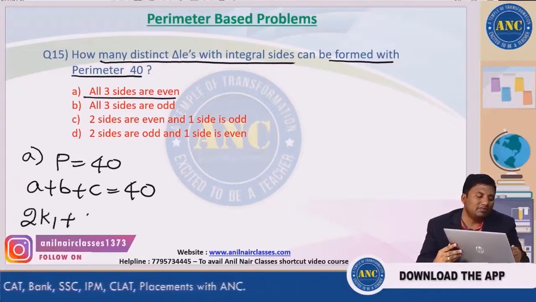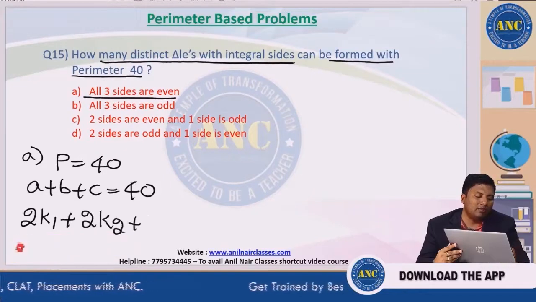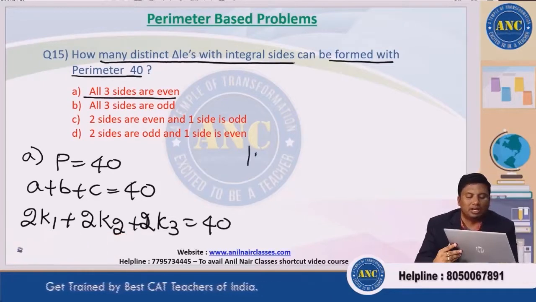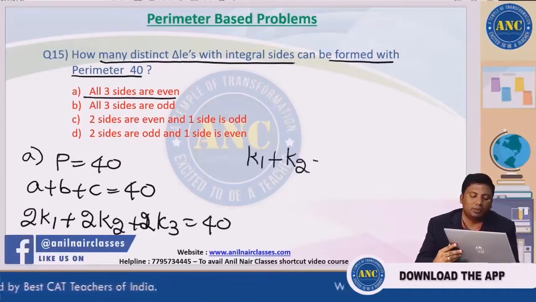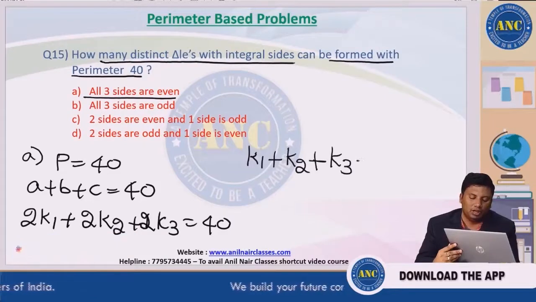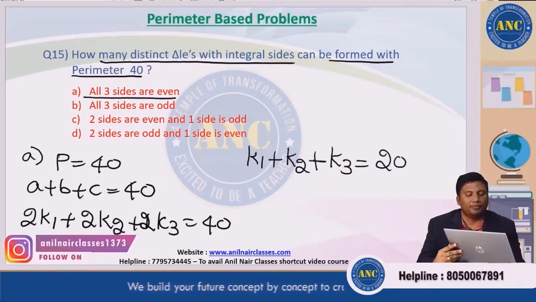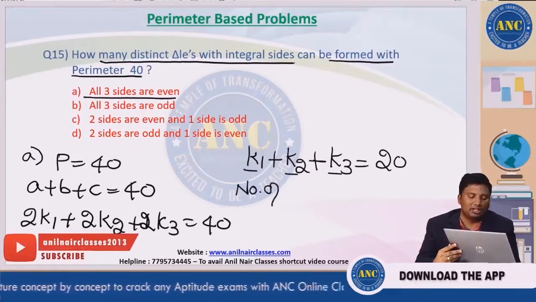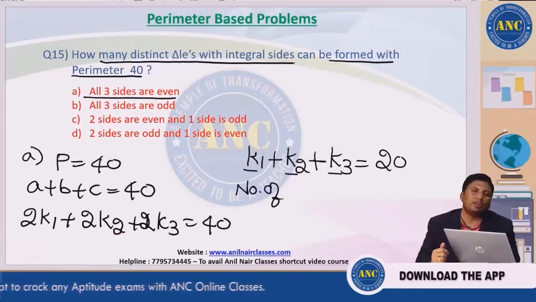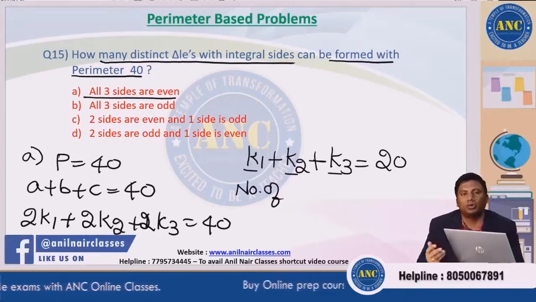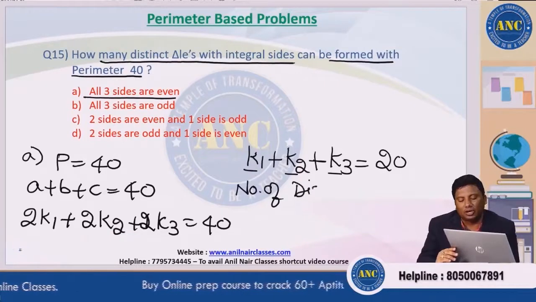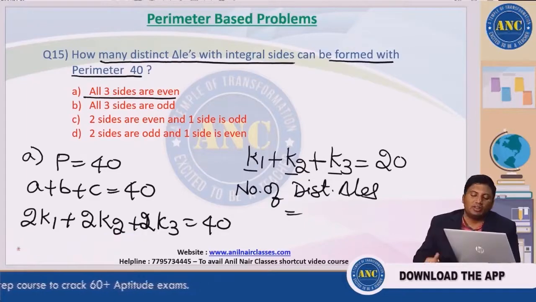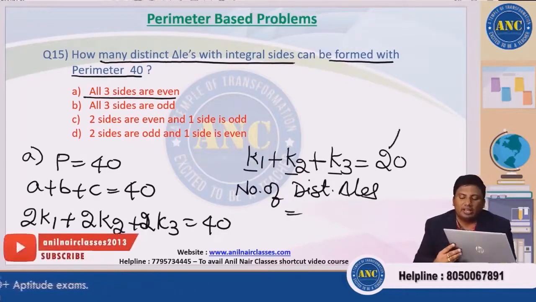Any even number is of the form 2k1. So 2k1 plus 2k2 plus 2k3 is nothing but 40. That means k1 plus k2 plus k3 is 20. These are the values we require. So k1, k2, k3 are nothing but half the sides of a triangle. Number of distinct triangles with right side 20, and 20 is an even number.